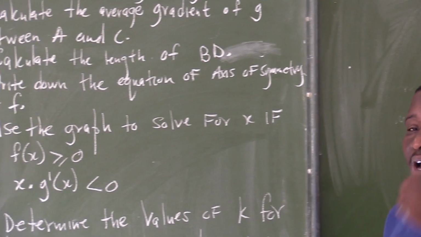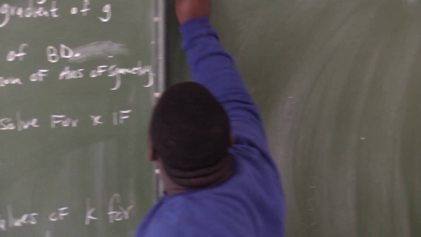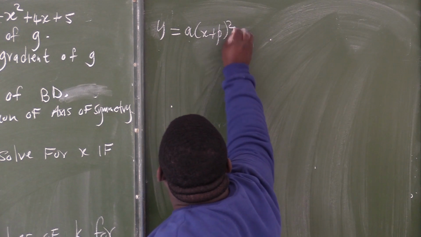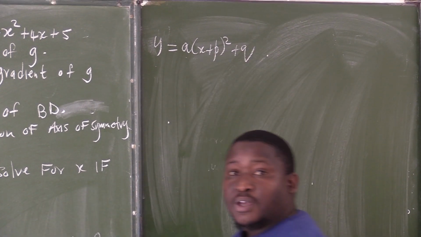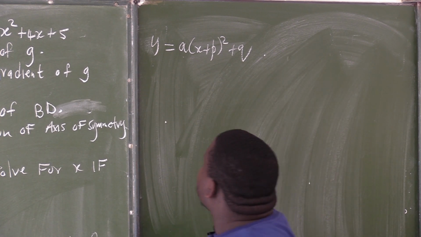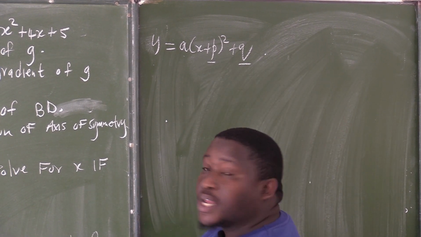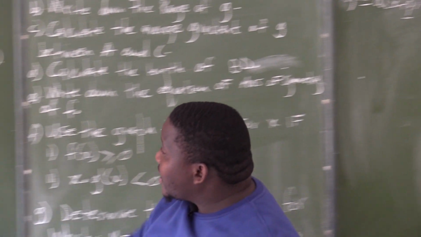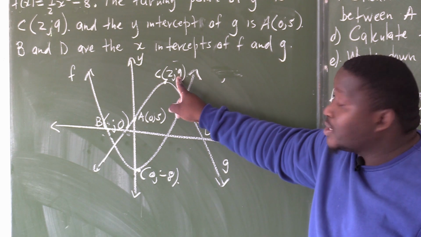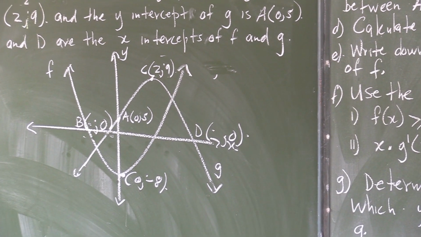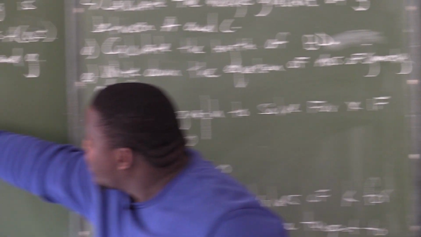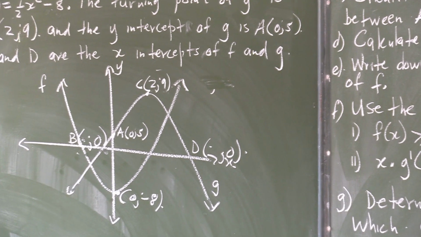The turning point. As long as you are given the turning point, you will have to make use of y equals a(x plus p) all squared plus q. This is if you are given the turning point. Now check it. Do we know the values of p and q? Yes, because we know the x value of the turning point is 2 and the y value of the turning point is 9. It means for q, I'm going to put 9. Where am I taking this 9? From here, it's the turning point.